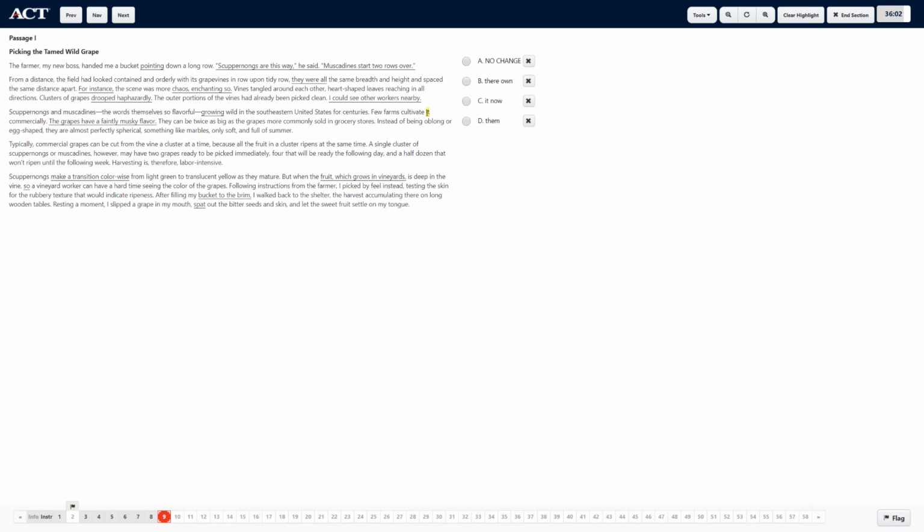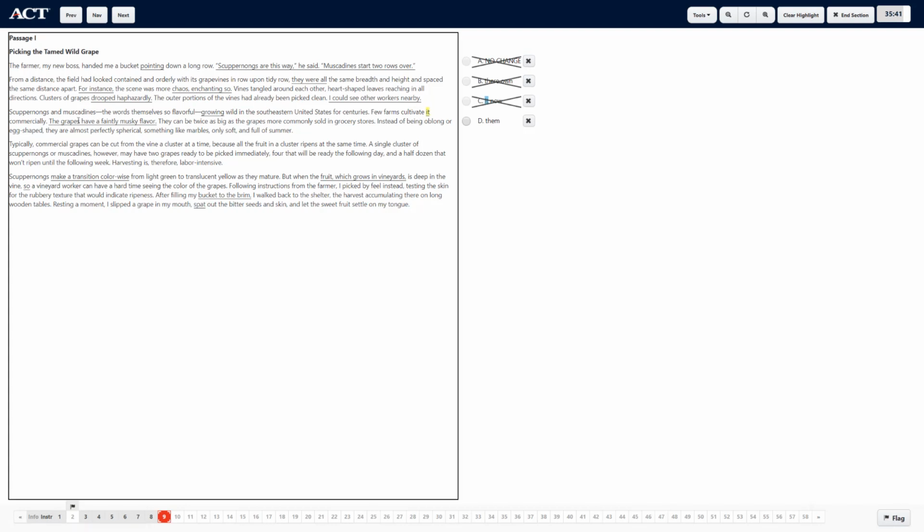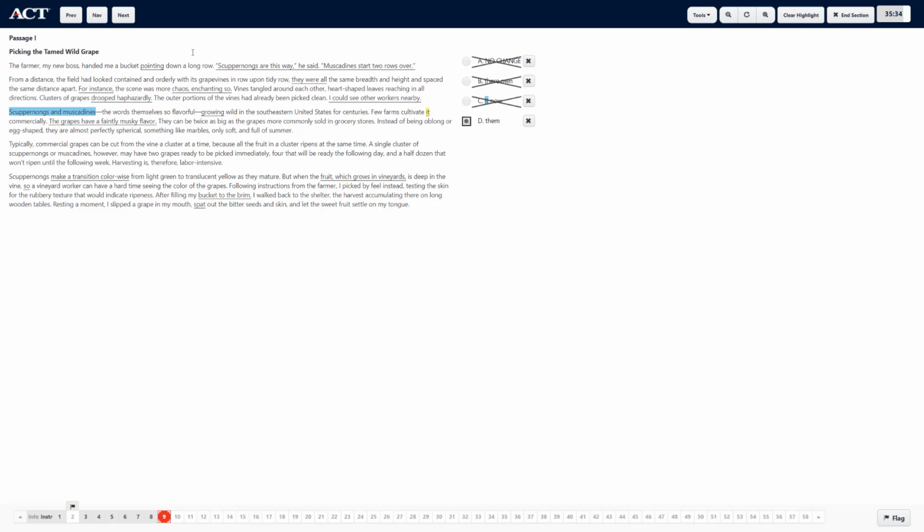Few farms cultivated commercially. So there is not correct. So we are removing two choices here. It cannot be it because scuppernongs and muscadines are a plural noun, so it must be them. We cannot use it for more than one object.